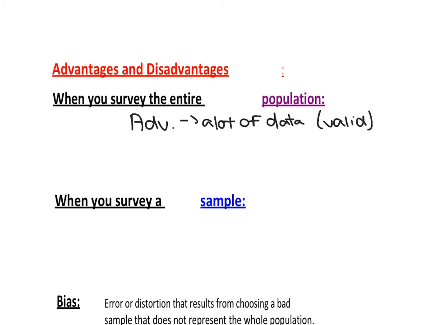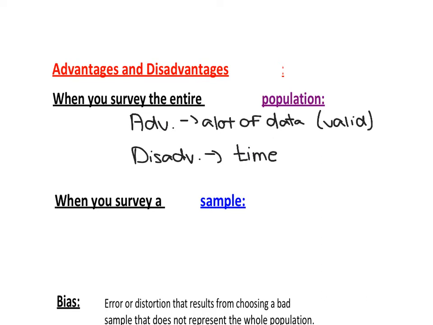Now, the disadvantage: this takes a long time. Do you guys know how many years it takes to do a Canadian census? Like how many years until the Canadian census comes out? Yeah, 4 to 5 years. Every 4 to 5 years the Canadian census comes out because that's how long it takes. So the disadvantage is time.